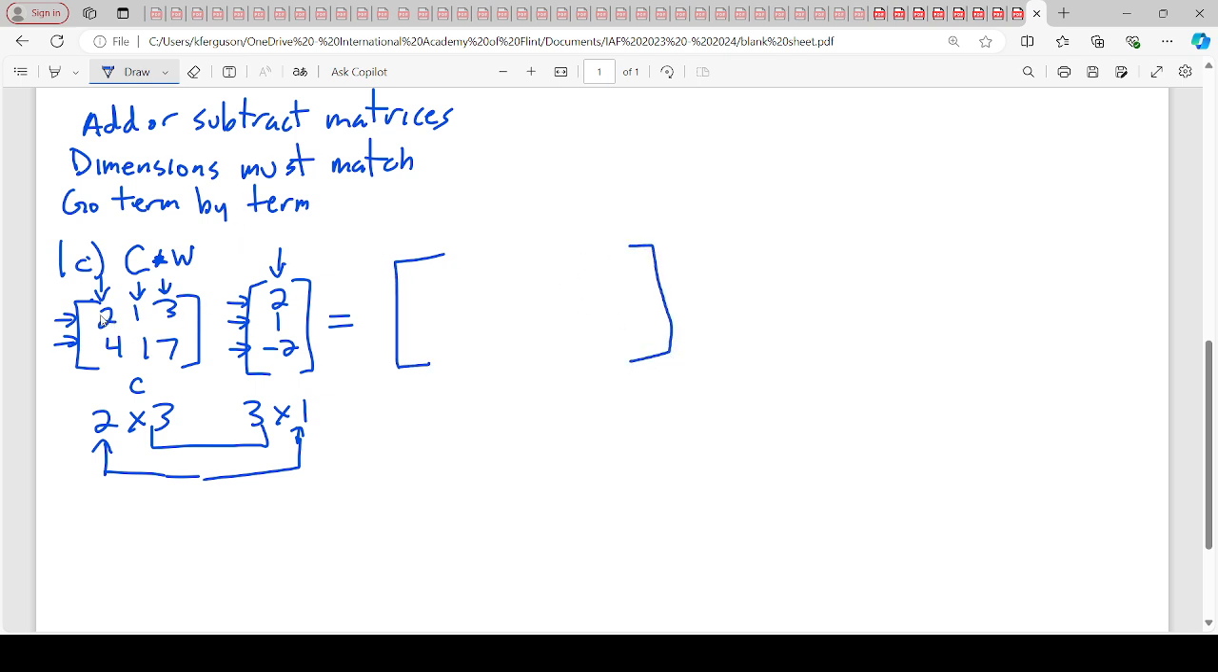So what that means is I'm going to take this whole row and multiply it by this column. Then I'm going to take this whole row and multiply it by this column. Now remember, each individual one is being added. So I'm going to have 2 times 2 plus 1 times 1 plus 3 times a negative 2. So all of those added is going to be my first row. And then my second row is going to be 4 times 2 plus 1 times 1 plus 7 times a negative 2.